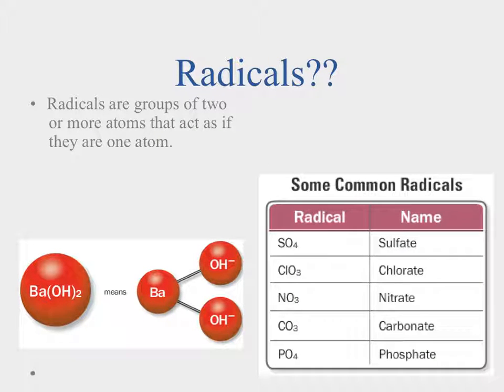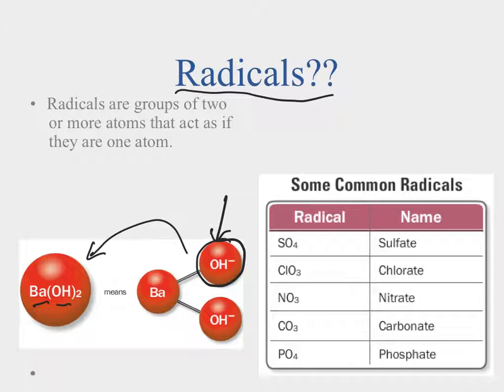Now sometimes you're going to hear the term radicals come up. A radical is when you have a group of atoms that are bonded together, and they like to be bonded together, and they behave as their own individual group. So they'll stay together throughout a chemical reaction. One of the more common ones is this OH that you see down at the bottom. That is our hydroxide. It has a negative charge, and here it's paired up with barium. So we have Ba(OH)2, barium hydroxide. And remember that subscript 2 tells me that I have 2 hydroxides attached to the 1 barium.